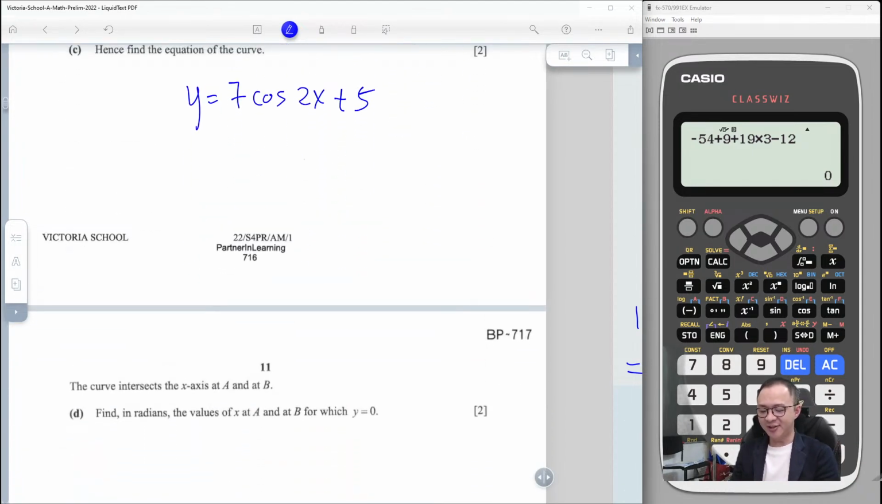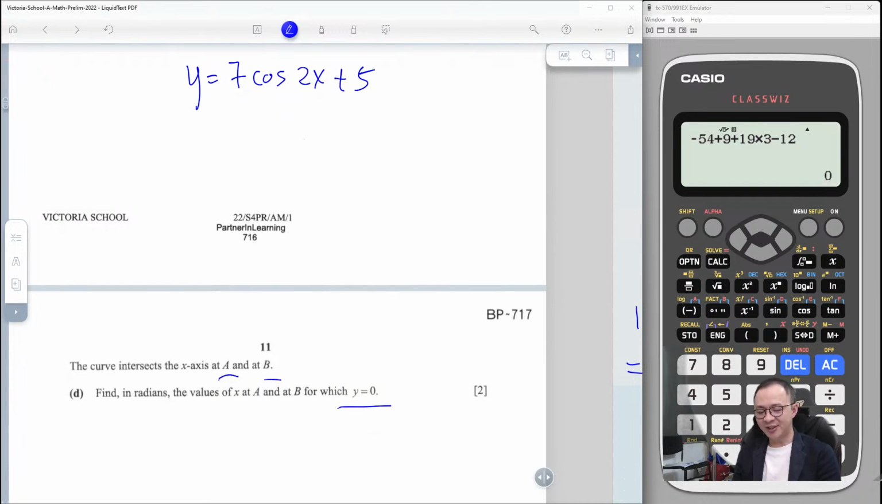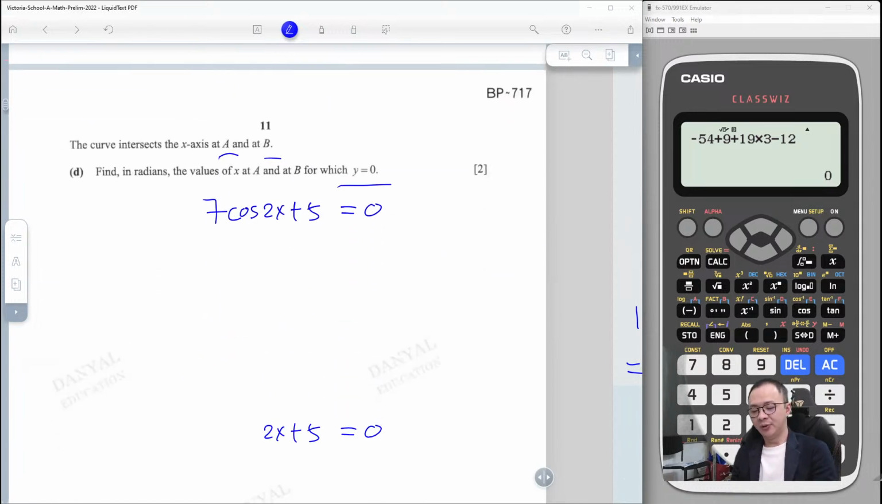Then the curve intersects the x-axis at a and b, and here they are very kind. They literally tell you when y equals 0. So we just substitute y equals 0 into that equation and solve it. If you want to solve this one, we move the 5 and 7 to the other side. And then normally I will find the reference angle if I see any negative thing here. By the way, it's 2x.